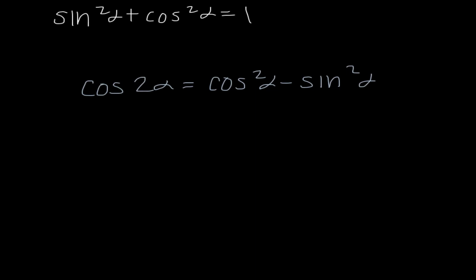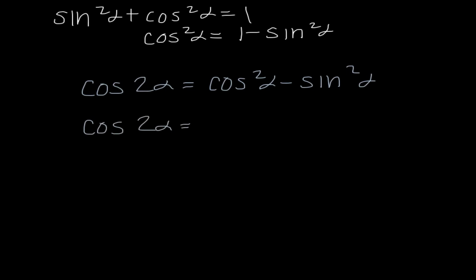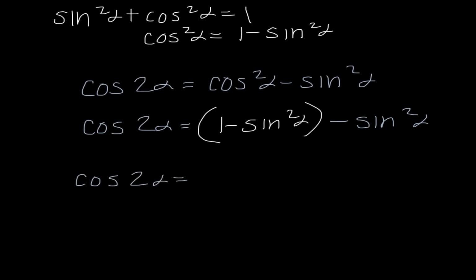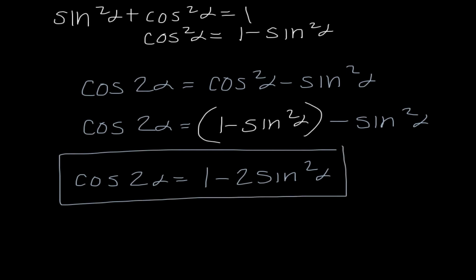this time I'm going to write everything just in terms of sine. So I need to think, how could I write cosine squared in terms of sine? Well, using our Pythagorean identity, I can subtract sine squared from both sides, and I get cosine squared as 1 minus sine squared. So in our formula here, I have cosine of 2 alpha equals, instead of cosine squared, I'm going to write 1 minus sine squared, and then I still have that minus sine squared. So I notice this time that my like terms are these negative sine squareds, so I have 1 minus 2 sine squared. So that is our third cosine one that we need to deal with.